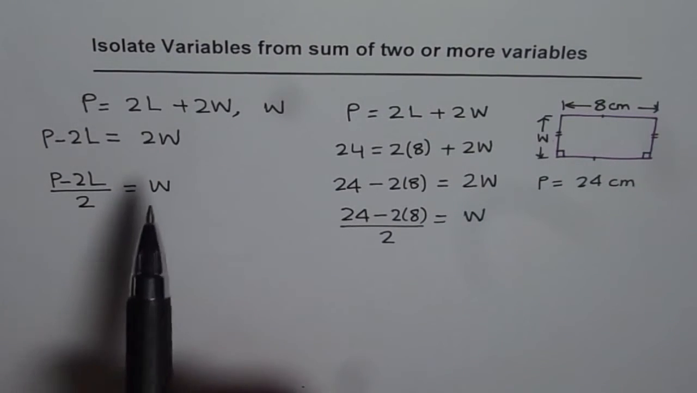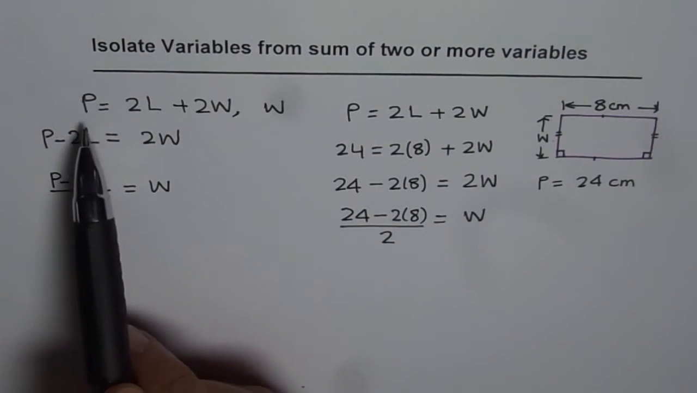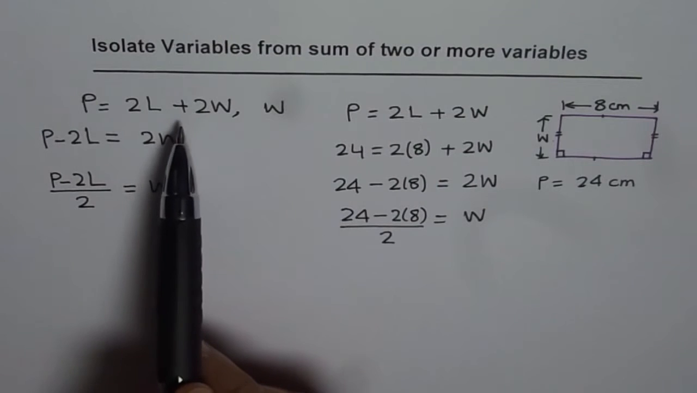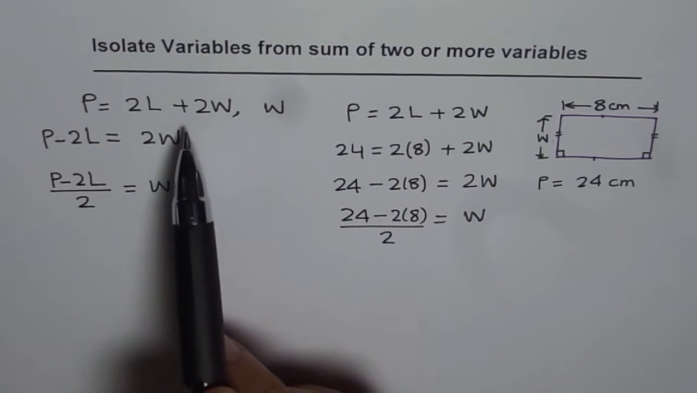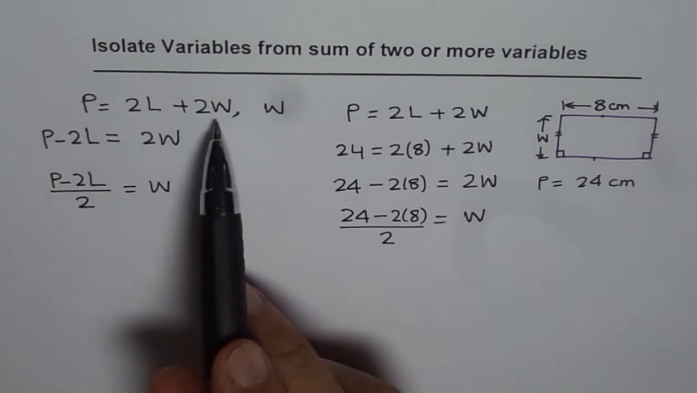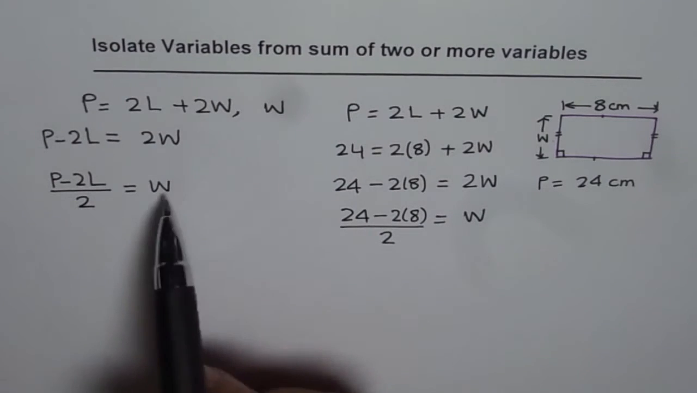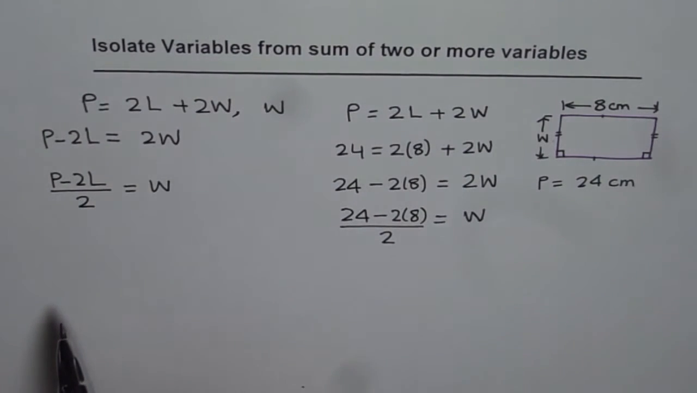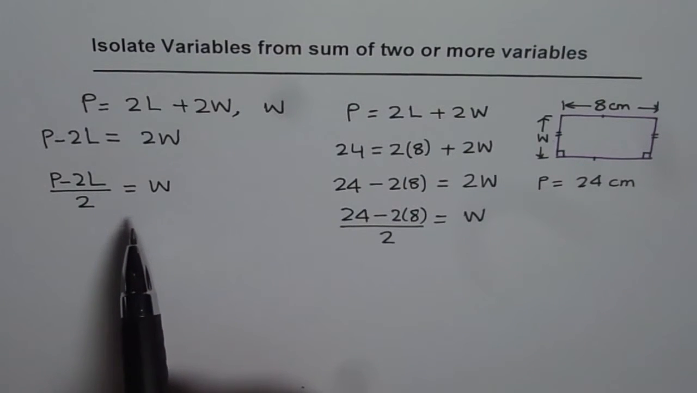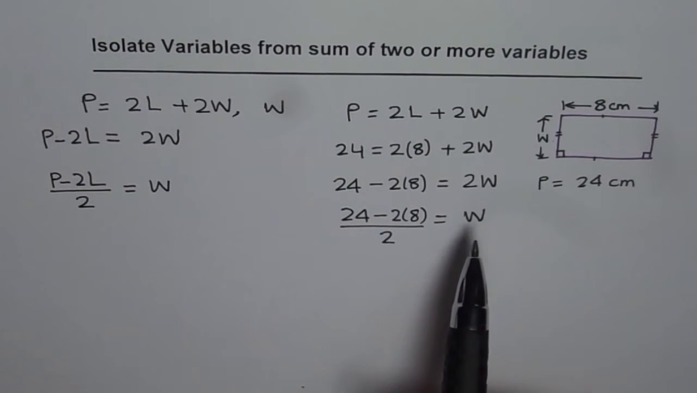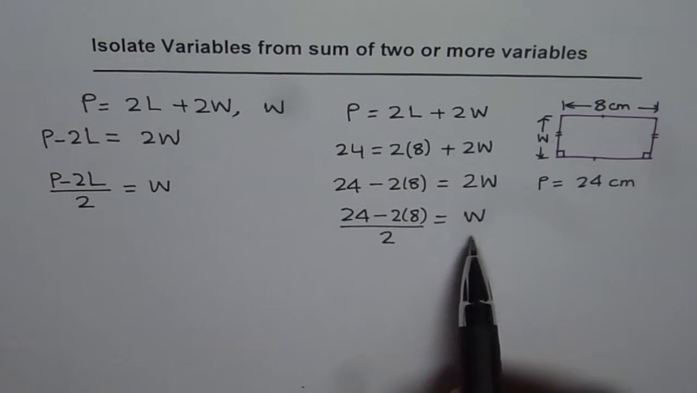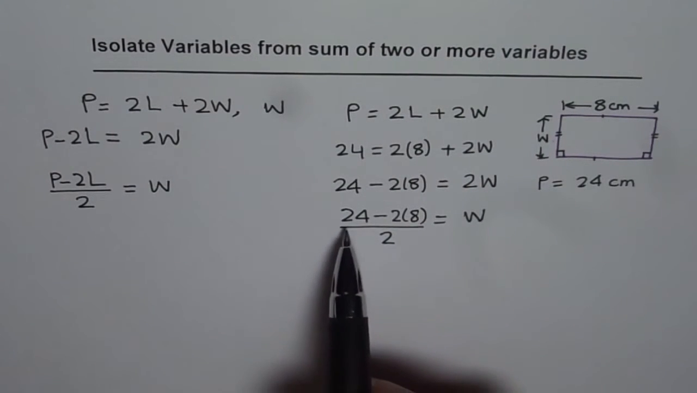That is what is called isolating variable, right? So from the original formula, which was perimeter equals twice length plus twice width, we can isolate or rearrange this formula and write it to get what W could be. Well, we can do the same operation to find length also, right? So that is how we actually isolate variables. As you can notice from here, steps involved are exactly the same as we do while solving our equation, right?